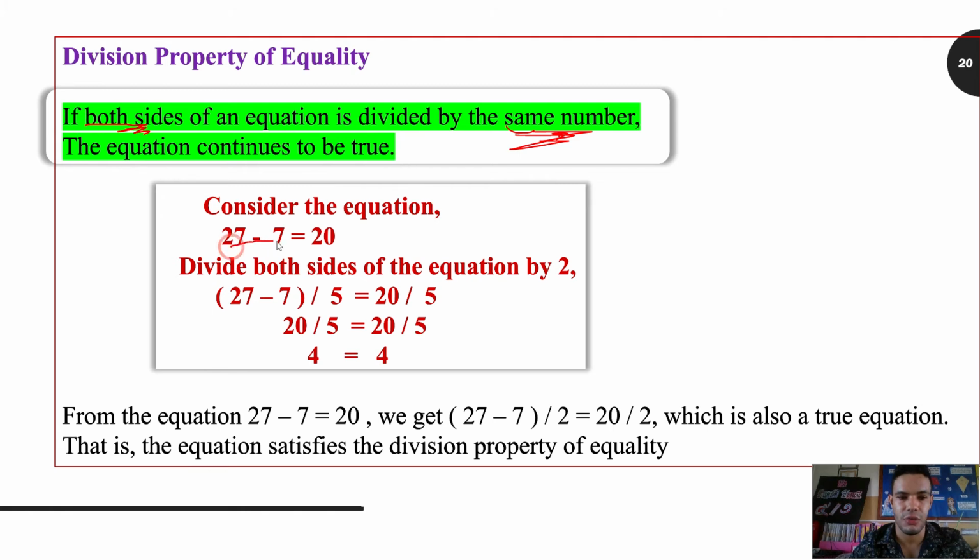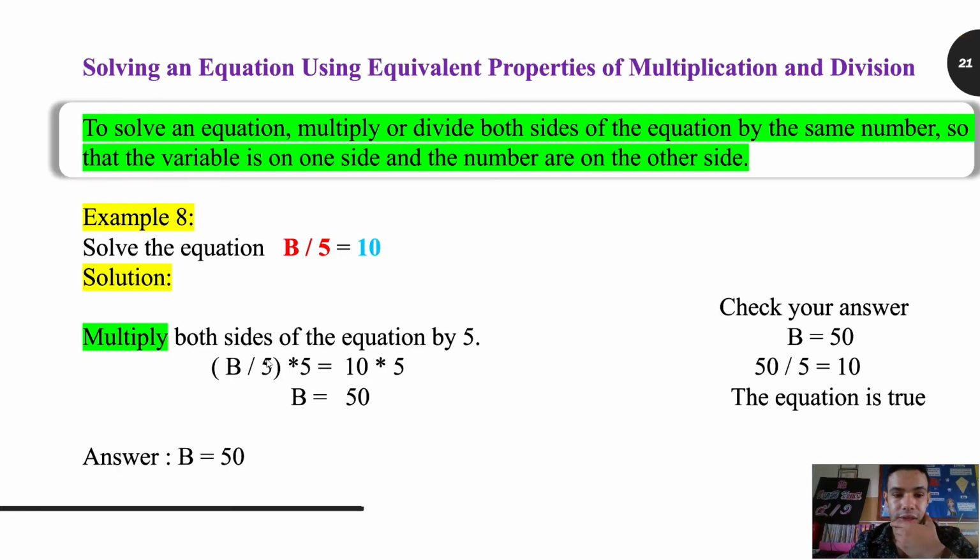Let's say this is an equation: 27 minus 7 equals 20. All right, we're gonna divide both sides of the equation by, let's say, 5, this side and this side, which will be 20 divided by 5 and 20 divided by 5, 4 equals 4. Great. All right, here is an example.